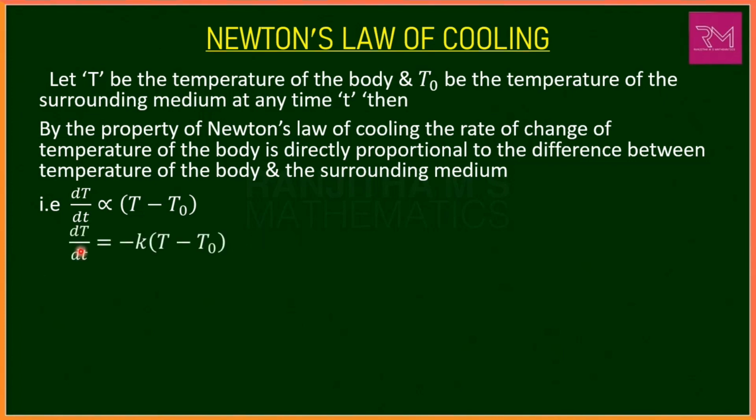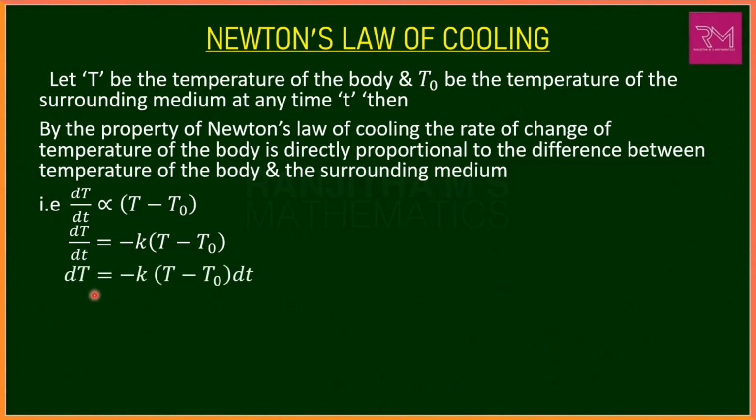Or we can write it as dT by dt equal to minus k into T minus T naught, where minus k is nothing but a proportionality constant. So here is a proportionality sign, and to remove the proportionality sign, we write the symbol as minus k. So dT by dt is equal to minus k into T minus T naught, where minus k is some proportionality constant.